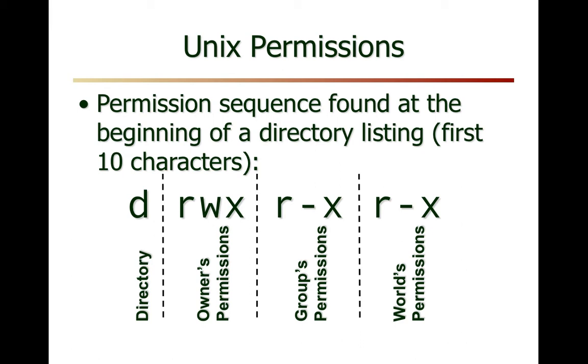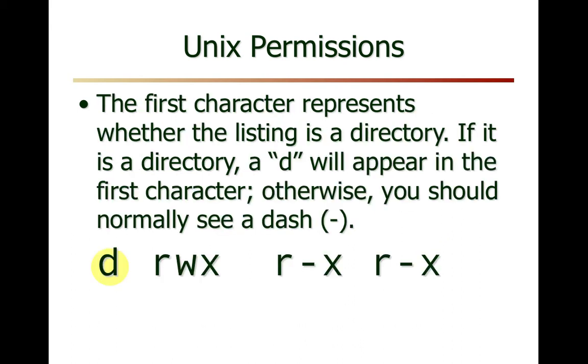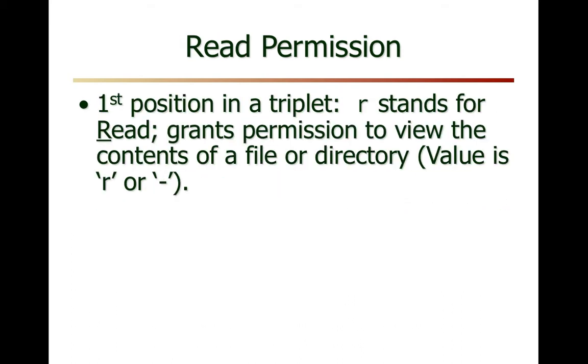So reading the file, in fact, if I go a little bit further, I can skip here. I'll come back to the permissions. What is reading? It's the first position in the triplet. So we got 3, 3, and 3. Always the first position. So it stands for read. Grants permission to view the contents of the file or directory. So it's a view or read. So you can read it.